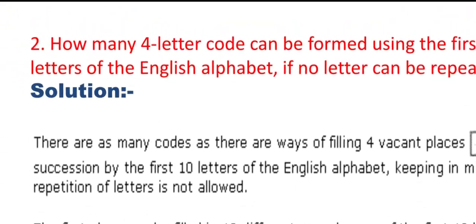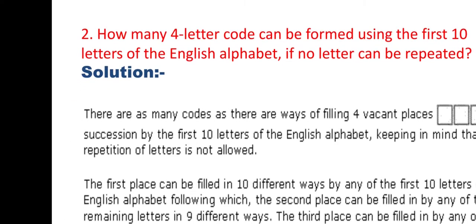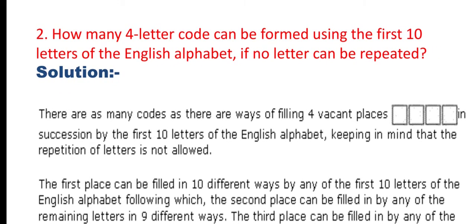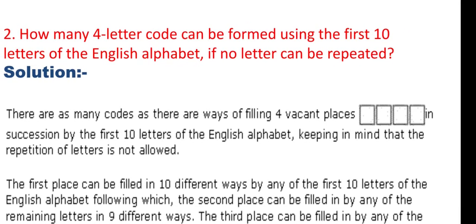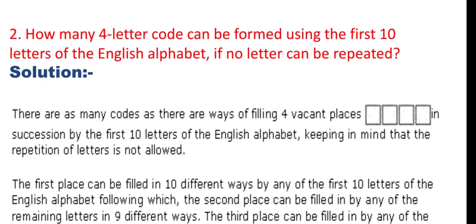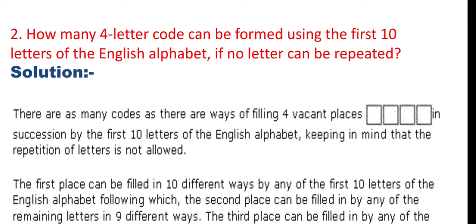So students, the next question is: how many 4-letter codes can be formed using the first 10 letters of the English alphabet if no letters can be repeated? Repetition is not allowed here, so we cannot put one letter in more than one box. There are 4 boxes for a 4-letter code. Out of the 10 letters, the first place can be filled in 10 ways. Any one letter out of 10 we can put in the first position.